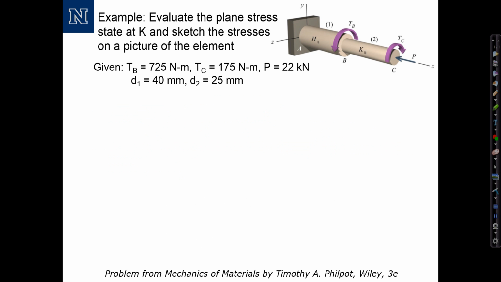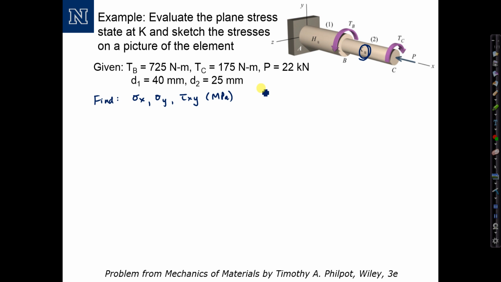Our first example is a problem from Mechanics of Materials by Timothy Philpott, Wiley 3rd edition. We're asked to evaluate the plane stress state at K and sketch the stresses on a picture of the element. And looking at the shaft, the point K is right there. We're given applied torque TB and TC and an axial force P at the end with the loads as given, and the diameter of the solid shafts as given. And what we need to find for this problem, the plane stress state, so that means we need to find the values of sigma x, sigma y, and tau xy at point K, and our working units will be megapascals.